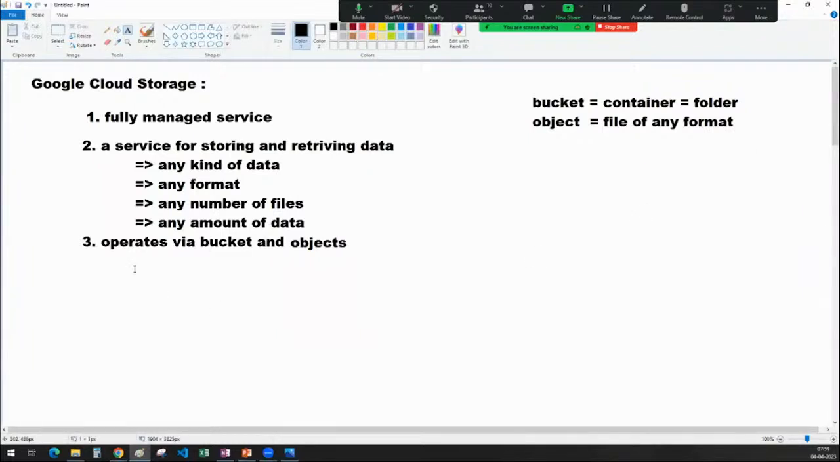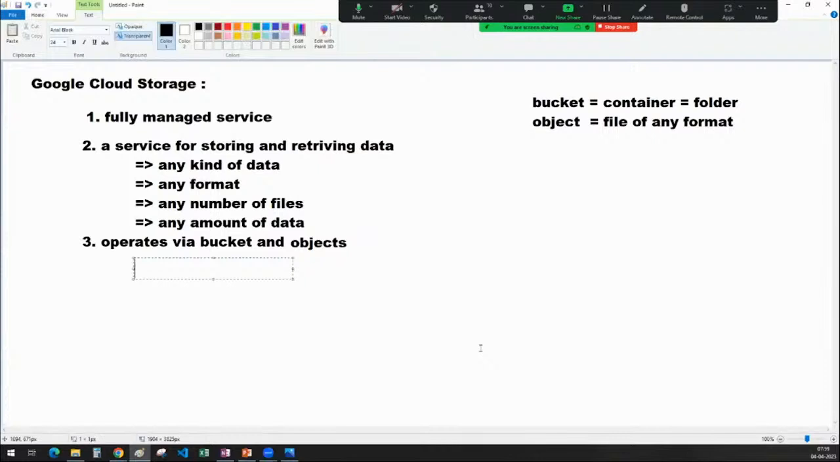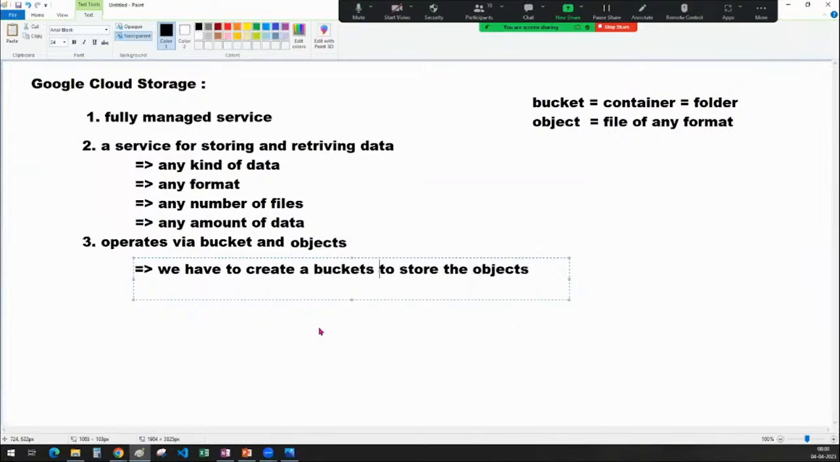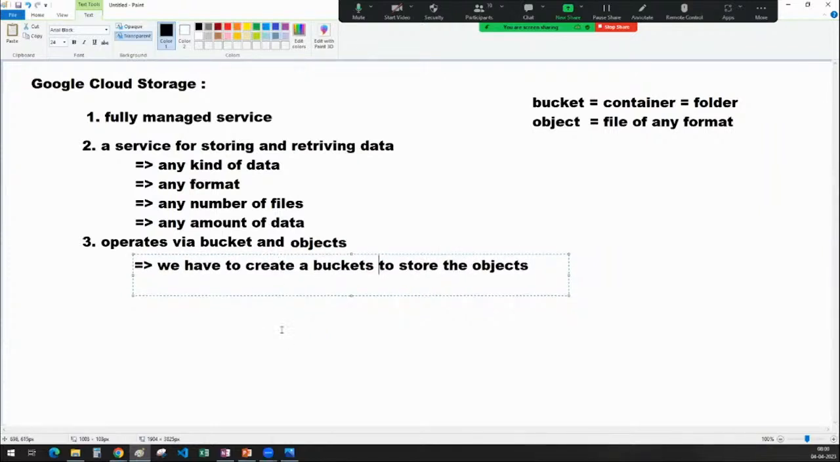So what does that mean, sir? If it is operating via bucket and object, do I have to create a bucket to store the objects? Yes. So we have to create a bucket to store the objects. Okay, we have to create a bucket. Any number of buckets you can create, and any number of files you can upload to one bucket. So this is how the Google Cloud Storage operates.